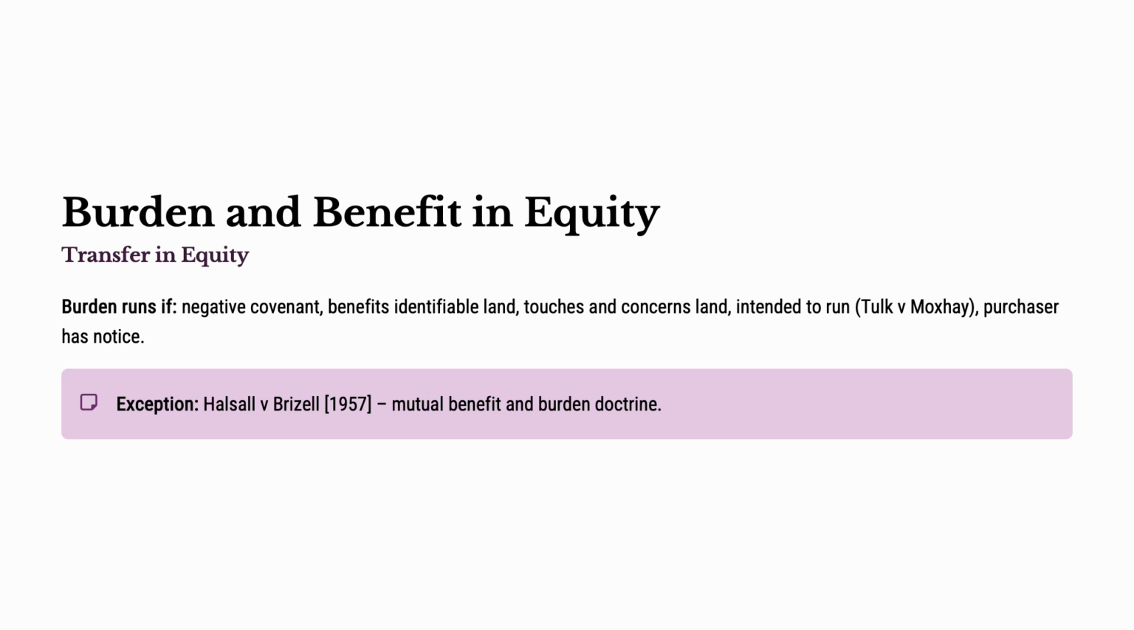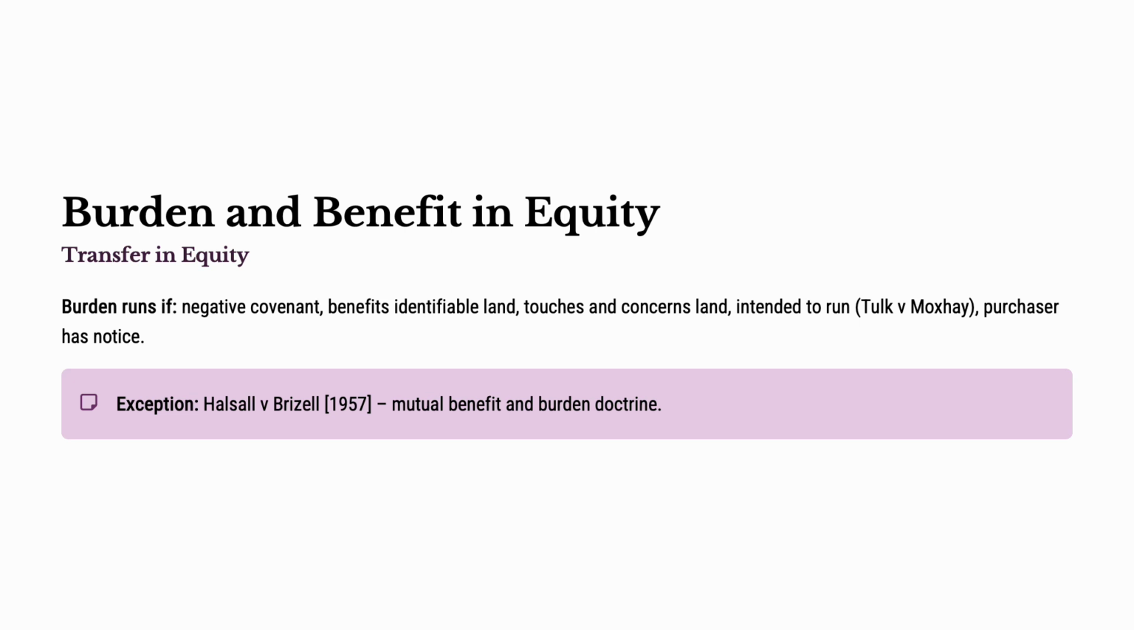This is similar to easement, like you can identify the land. There are 2 lands and you can identify who is getting benefit and who is giving benefit. Third, the covenant must touch and concern the dominant land. It must enhance the dominant land's value, amenity, not merely benefit the covenantee personally.